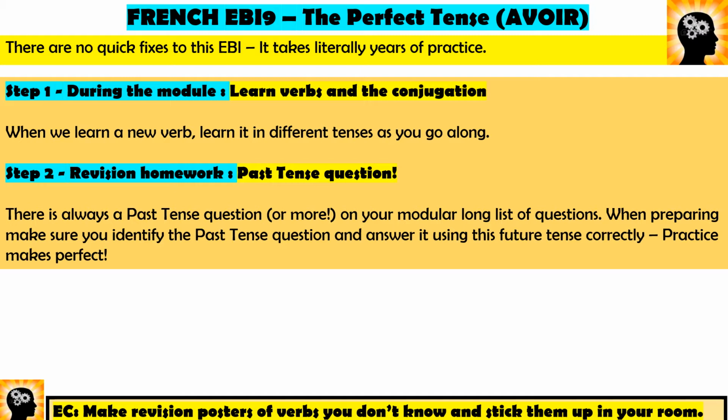The final thing you can do, this is for extra challenge only today, but you can make a revision poster because there's so many rules and so many things to remember today. Make a revision poster, stick it up in your room, make it look beautiful so you are practicing, you're always thinking about the perfect tense. Those are the three things that you could do to make sure that you'll never see this EBI again.